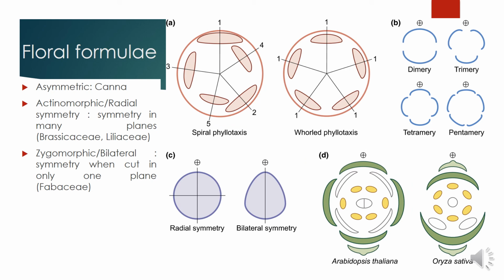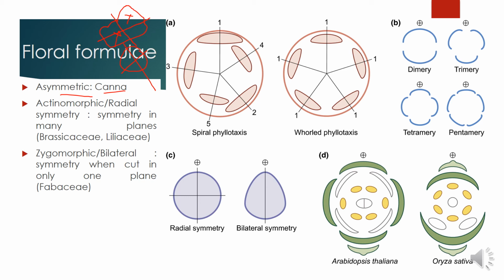About the floral diagram, we know that flowers, according to symmetry, can be asymmetric, where in any plane of division the flower is not symmetrical. For example, this type of flower. Any plane of division, we cannot divide the flower symmetrically, and especially canna is an example of an asymmetric flower.